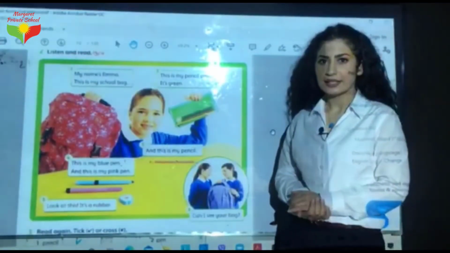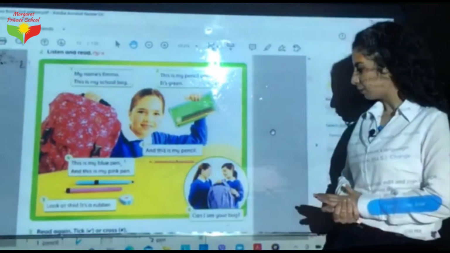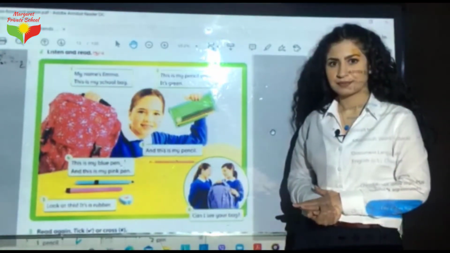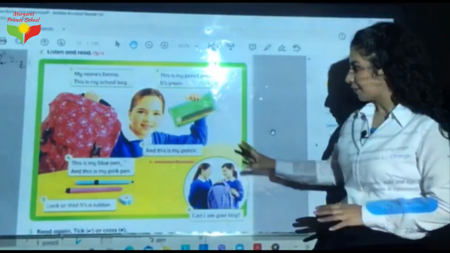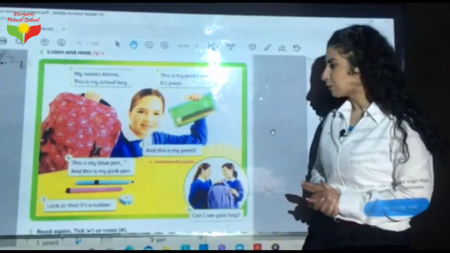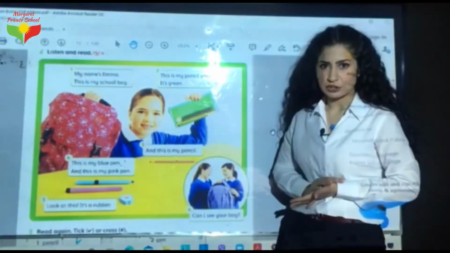Dear kids, now look at here. Open your books, page number 12. Okay, look at this picture. How many school things do you see in this picture?